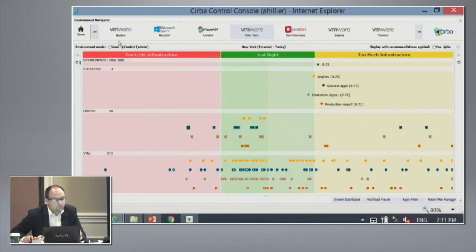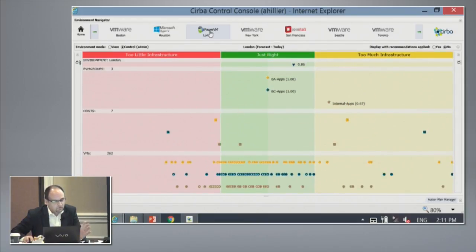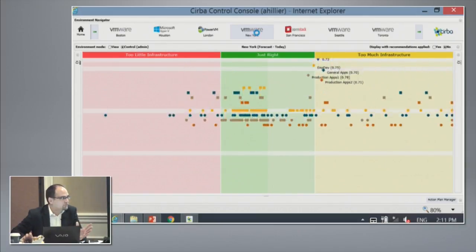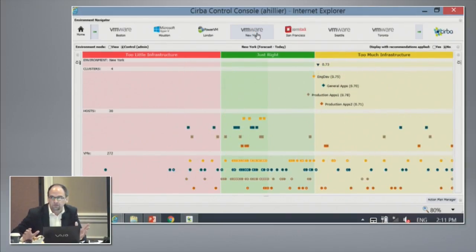So across the top, you can see different environments. There's some OpenStack, some Power VM, some Hyper-V. The beauty is they all look the same. I'll tell you how to read this in a second, but they're all normalized into the same model. So they're all under one umbrella. So I've got a model of all of these hosting technologies in one place.